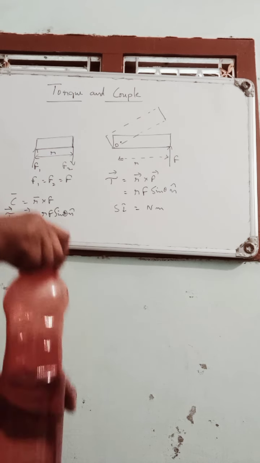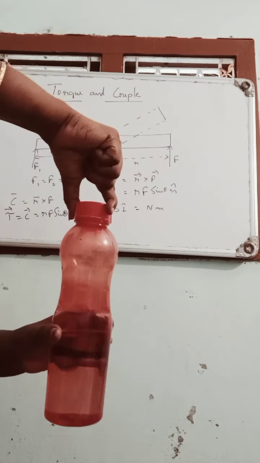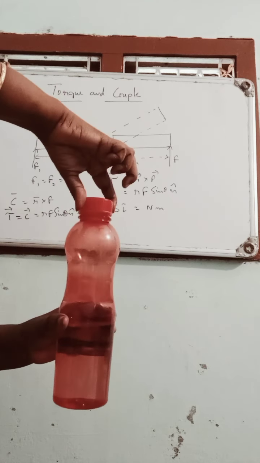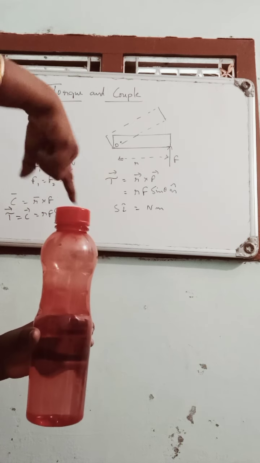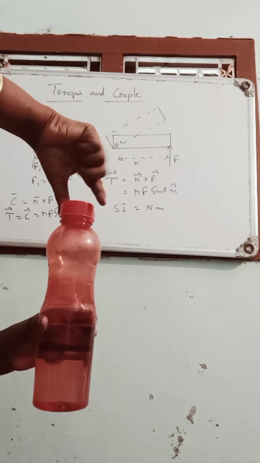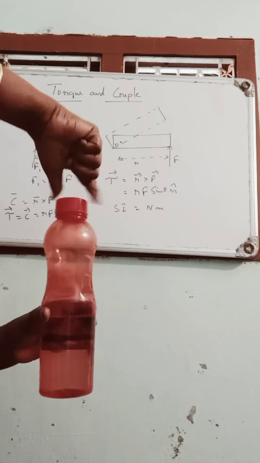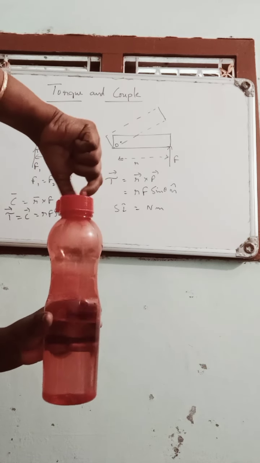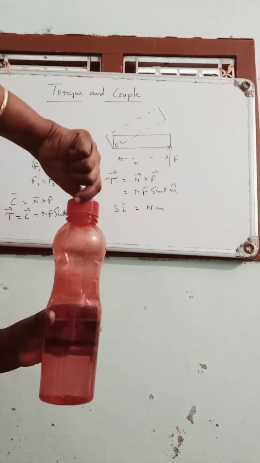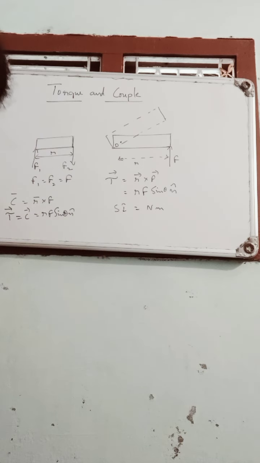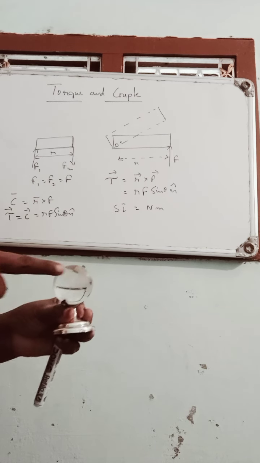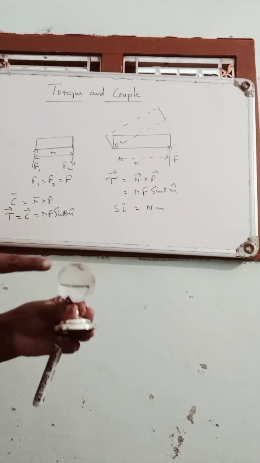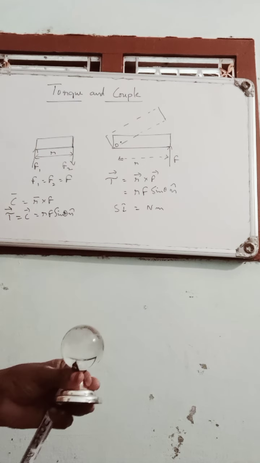If you want to open a bottle lid, you have to apply forces with two fingers. One finger in this direction, the other finger in this direction, or one clockwise, the other anti-clockwise. Two equal opposite forces cause a turning effect. Then only you can open the lid of this bottle. In a similar way, if you take this object, one tangential force causes rotation. This is torque. So now you understand the difference between torque and couple.